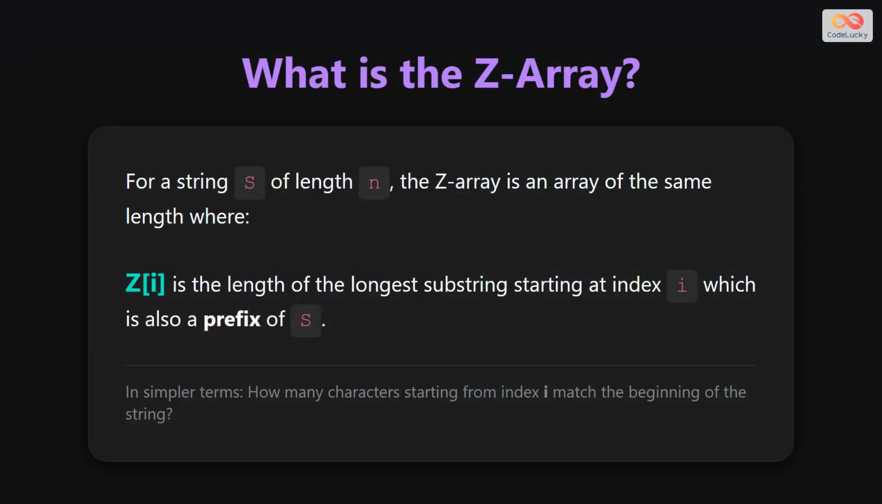The core of this algorithm is something called the Z-array. For any given string S, the Z-array is a list of numbers. The value at index i, called Z of i, tells us the length of the longest substring starting at that index which is also a prefix of the entire string S. Basically, how much does the substring starting here match the beginning of the string?